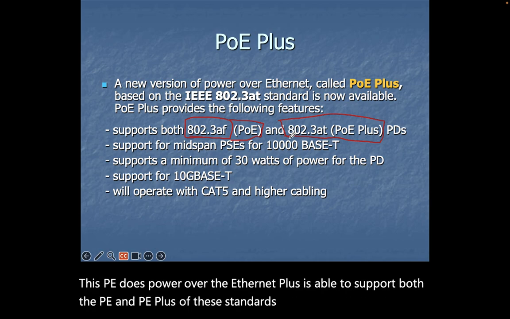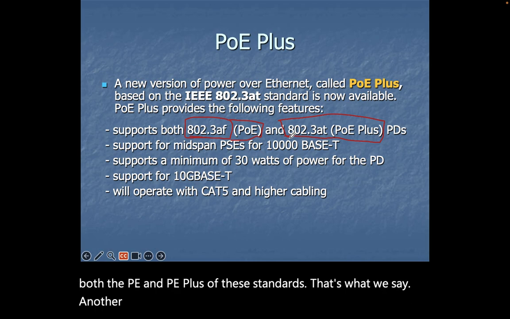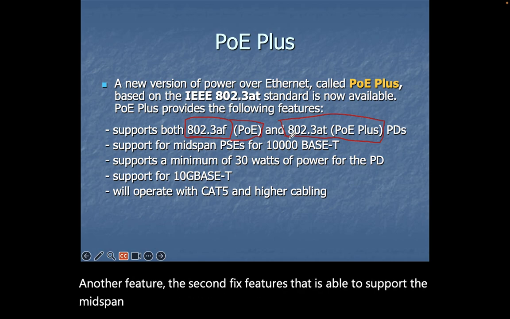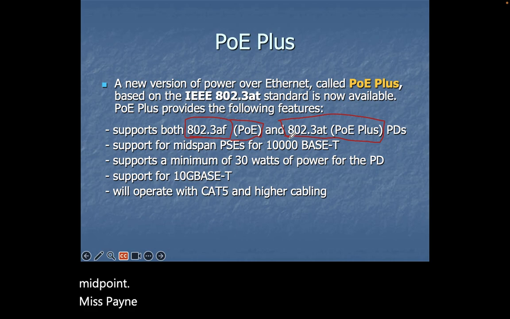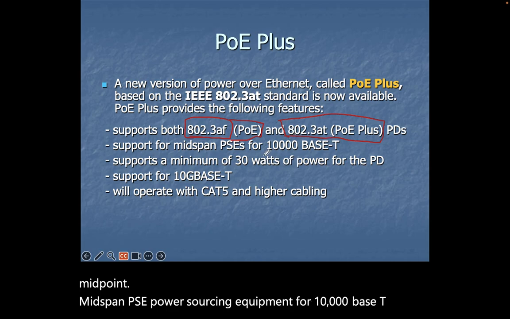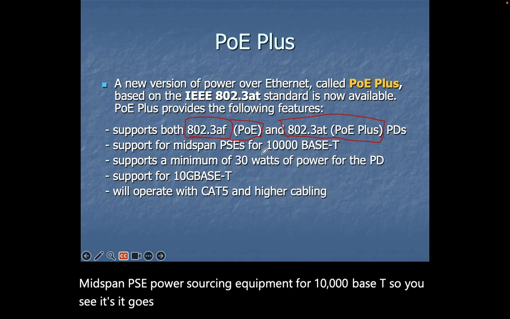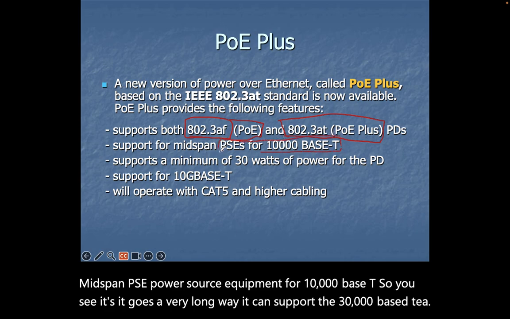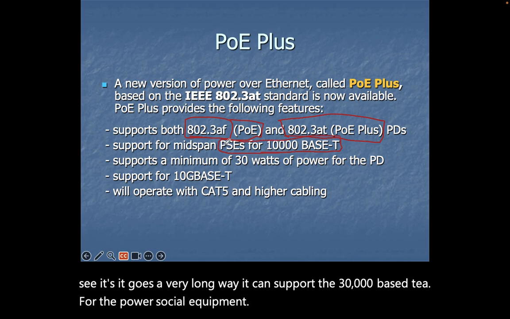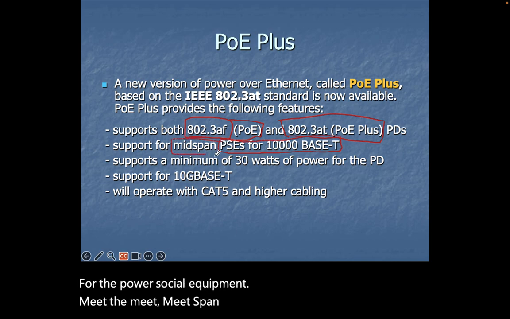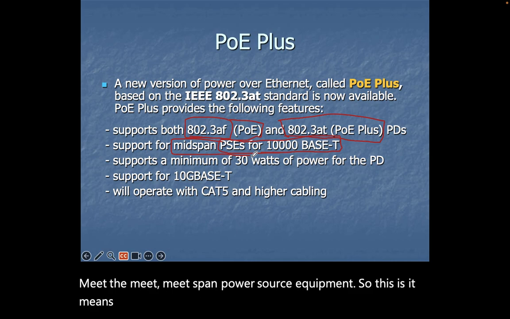That's what we say. Another feature, the second feature, is that it's able to support the mid-span, or what you call the midpoint, mid-span PSE, power sourcing equipment, for 10,000 base T. So you see, it goes a very long way. It can support the 10,000 base T for the mid-span power sourcing equipment. So it means it can go a long way.